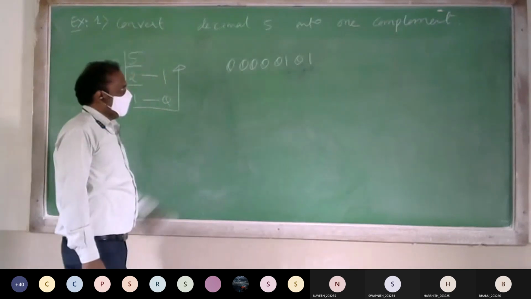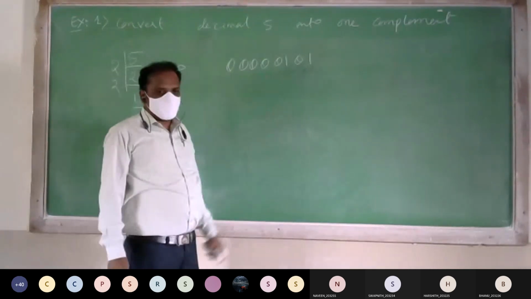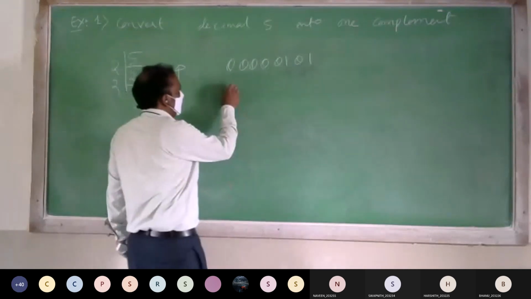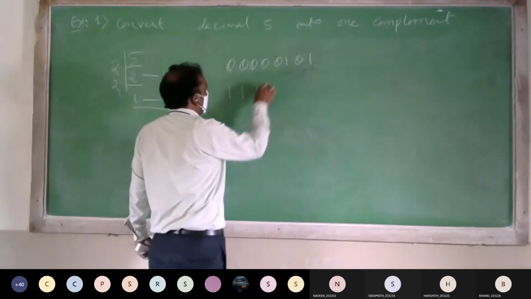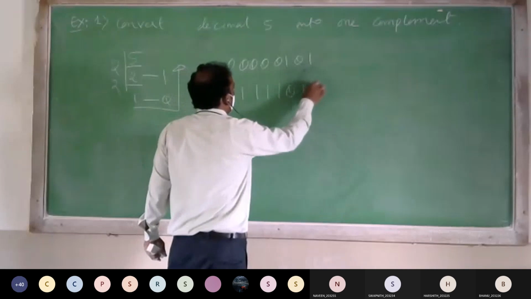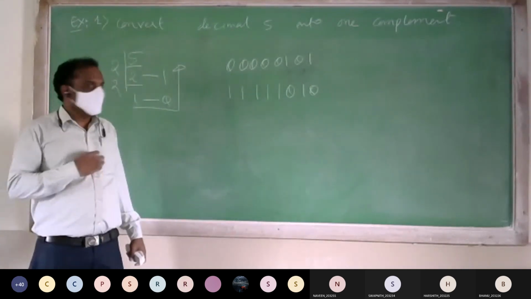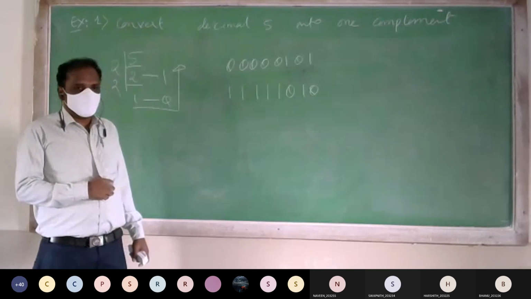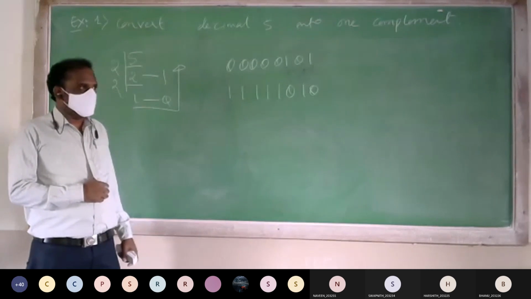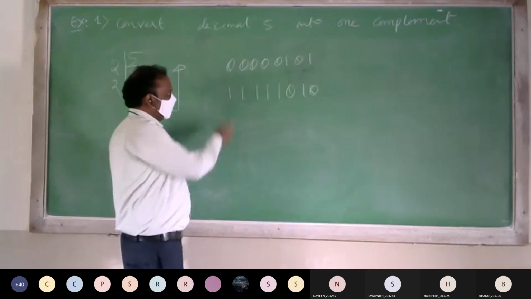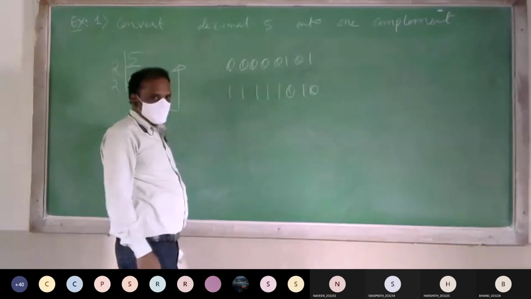Now convert zeros into ones and ones into zeros. Now what will it become? 1, 1, 1, 1, 1, 0, 1, 0. This is the value we have got. But the answer is not this one.